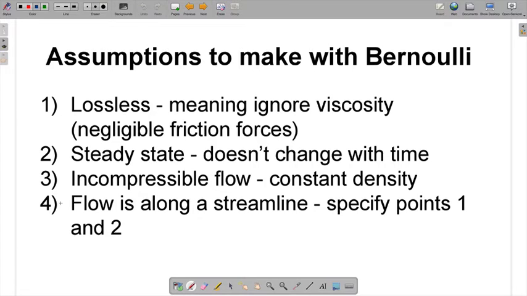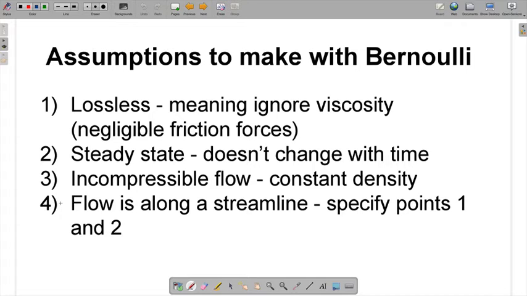There are some conditions for when you apply Bernoulli's principle, so you have to make these assumptions. You can't just use Bernoulli's by itself. You have to make some of these assumptions so you can simplify terms. The first one is that you're going to ignore the effects of viscosity. Viscosity induces friction, so you're going to ignore friction by saying that this is lossless. Also, you're going to state that the system is at steady state.